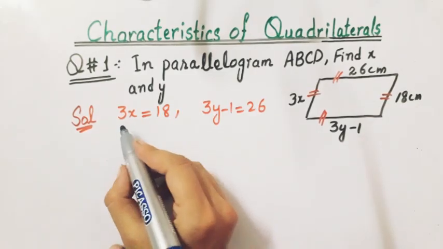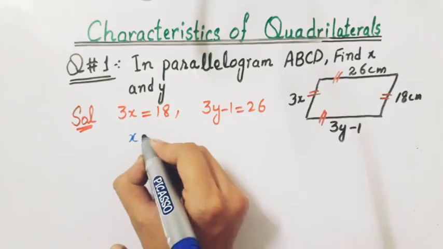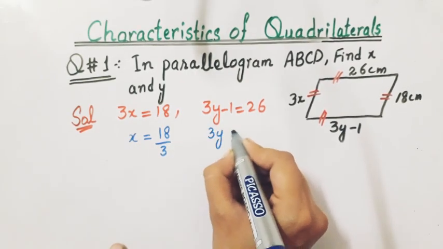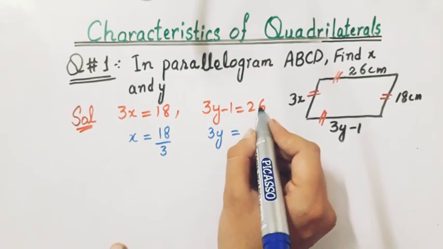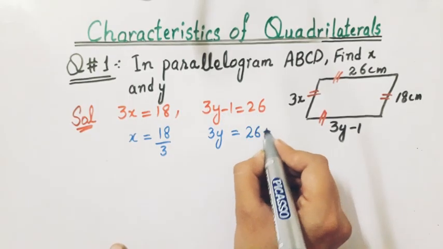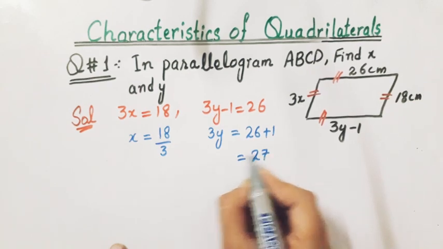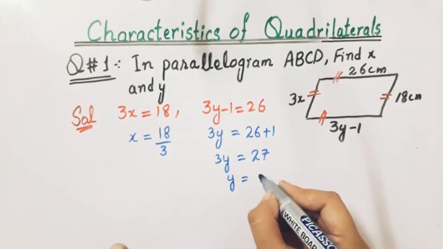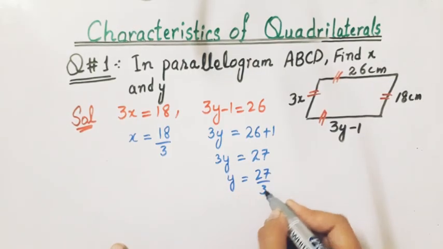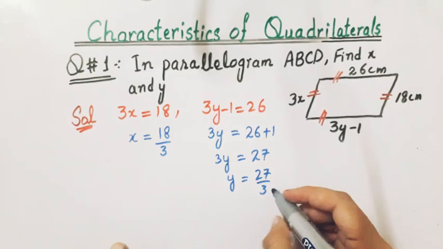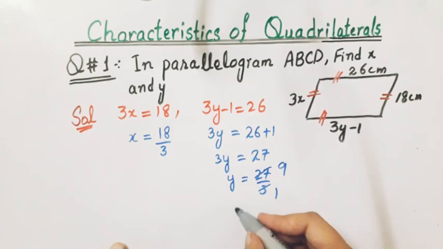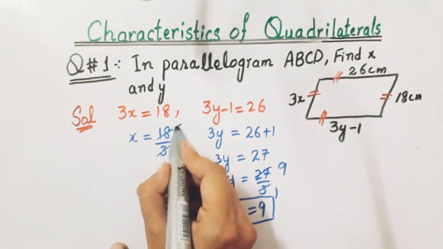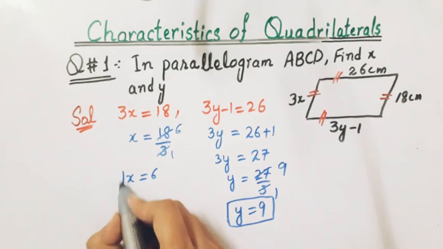For this purpose, 3 is multiplied here, so it will be divided. So x equals 18 by 3. And here you get 3y equals, minus 1 is subtracted here, so it will be added. So 26 plus 1 becomes 27 and you have 3y equals 27. Now 3 is multiplied here, so it will be divided. When you divide 27 by 3, 3 nines are 27, so y equals 9. And here 3 sixes are 18, so x is 6. This is the answer.